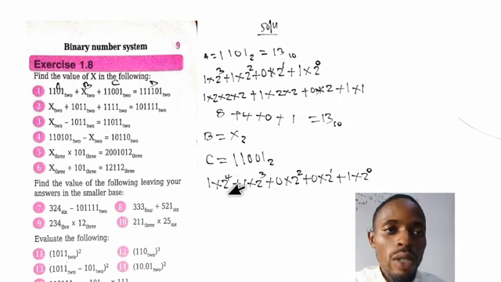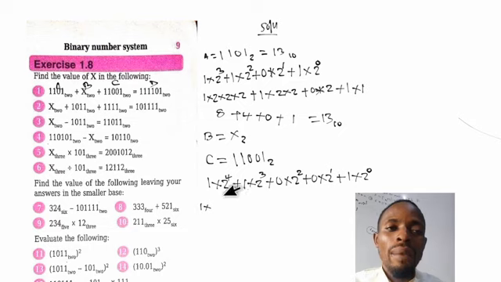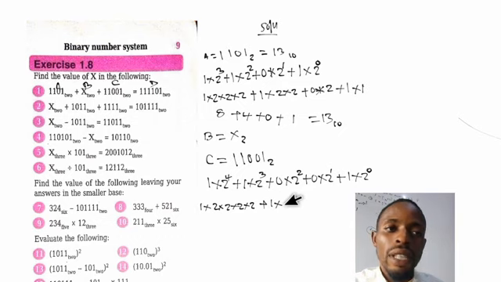It's based on 2 raised to the power of 4, 2 raised to the power of 3, 2 raised to the power of 2, 2 raised to the power of 1, and 2 raised to the power of 0. So let's do a simple calculation here. We have 1 multiplied by 2 raised to the power of 4, which means 2 multiplied by itself 4 times, that is 2 times 2 times 2 times 2, plus the next one, 1 multiplied by 2 raised to the power of 3, that is 2 multiplied by 2 multiplied by 2, 3 times. So the next one we have plus.